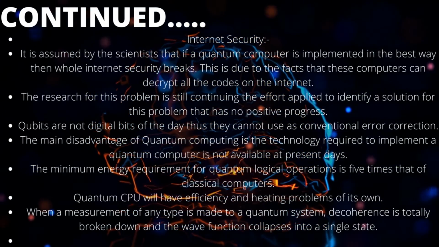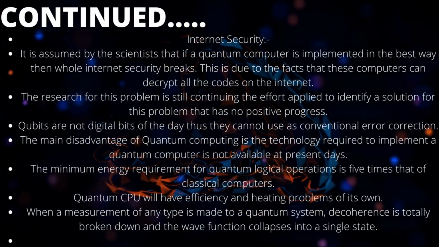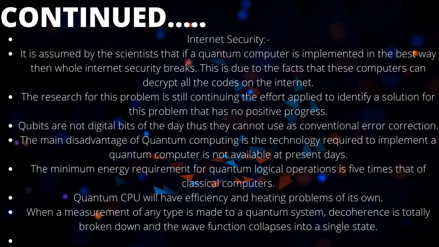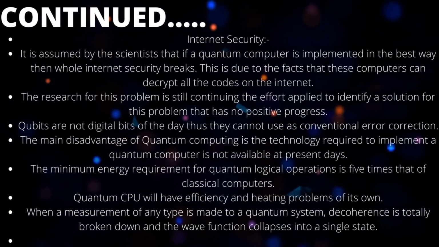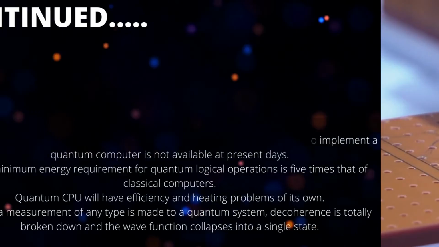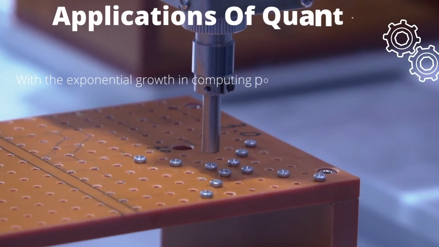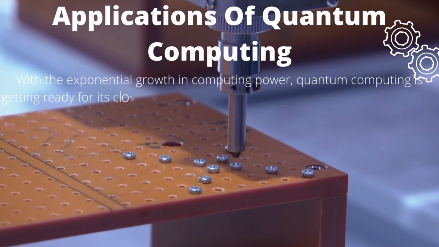Quantum CPUs will have efficiency and hidden problems of their own. When a measurement of any type is made on a quantum system, decoherence totally breaks down and the wave function collapses. What are the applications of quantum computing?